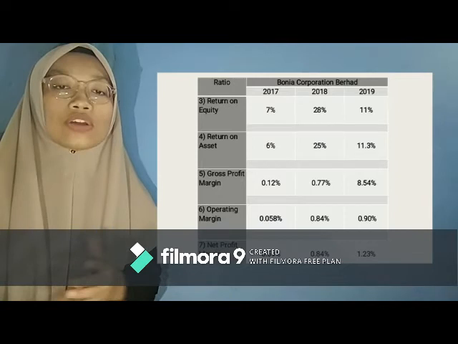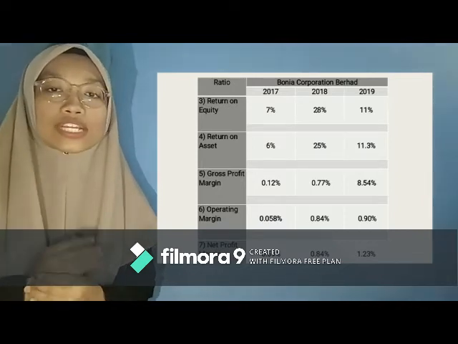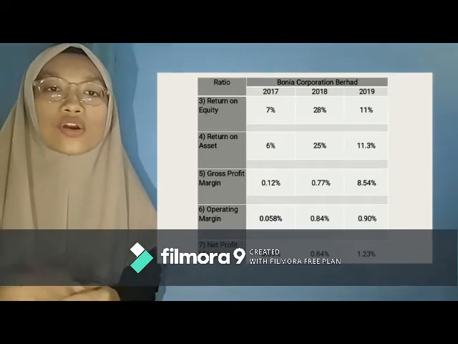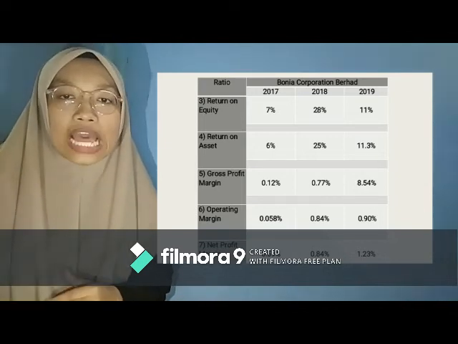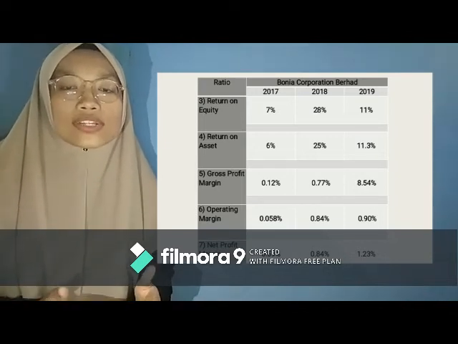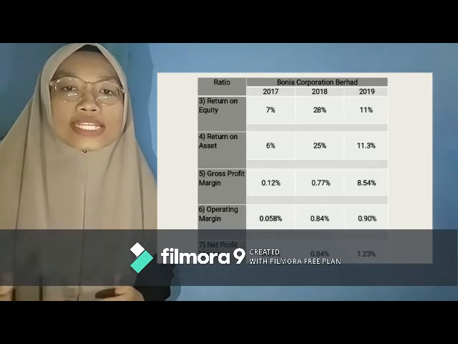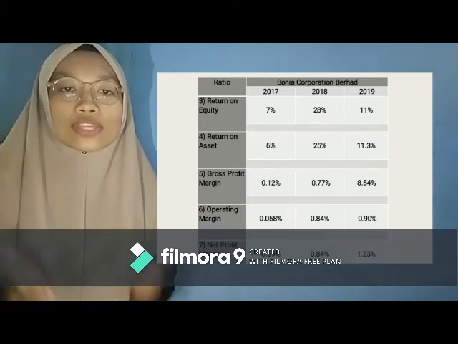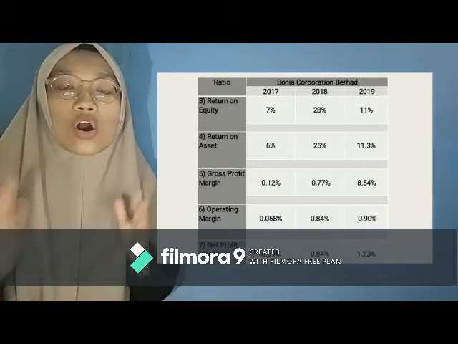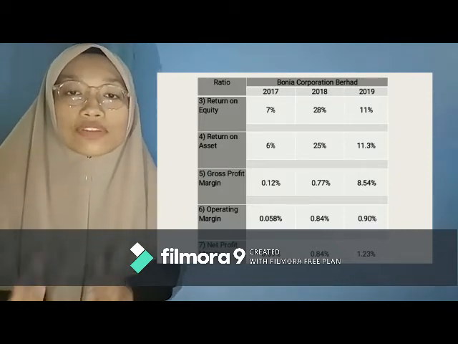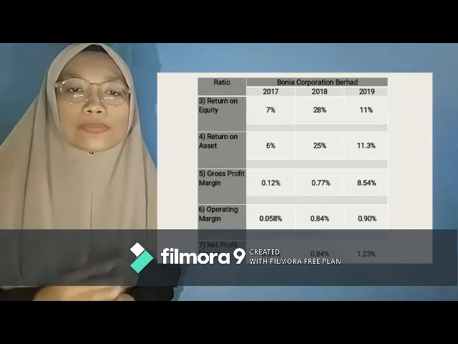Okay, next is the profitability ratio. The first is return on equity. The return on equity ratio measures how well a company is using owners' investment to generate after-tax profit, income after taxes. Every ringgit of shareholders' equity earned in 2018 is a 28% return on their investment, higher than 2019 and 2017, which is only 7%, 11% and 7% respectively.